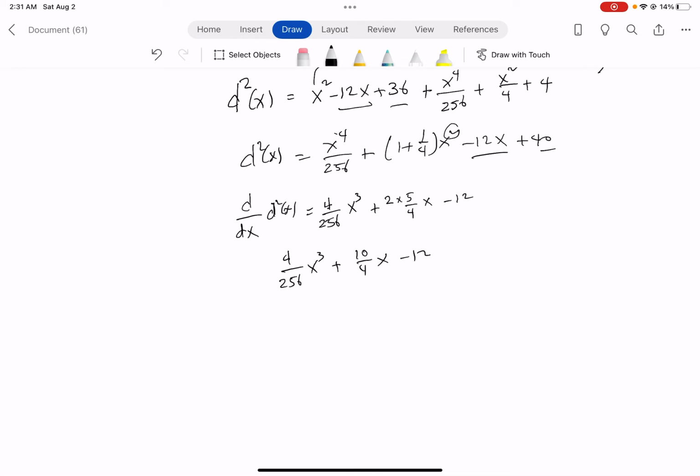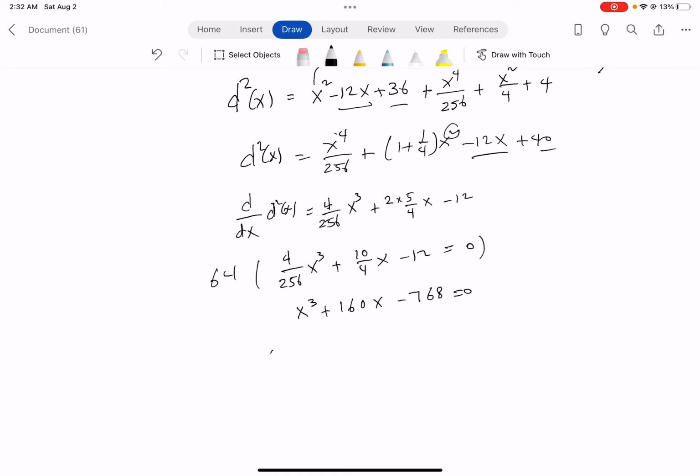Now, if you multiply by 256 equal to 0, or if you multiply all sides by 64, that would give you x cubed plus 160x minus 768 equal to 0. Now, this cubic can be solved numerically by trying a lot of values.